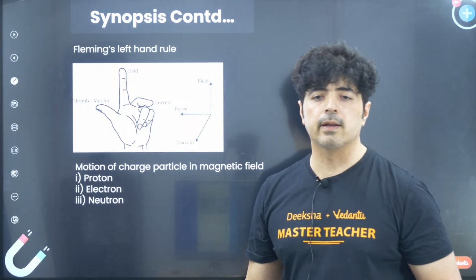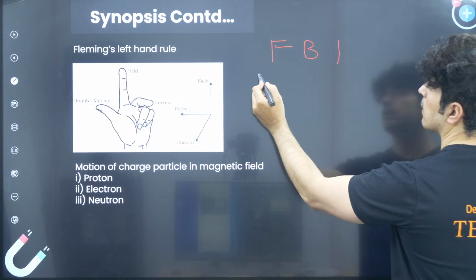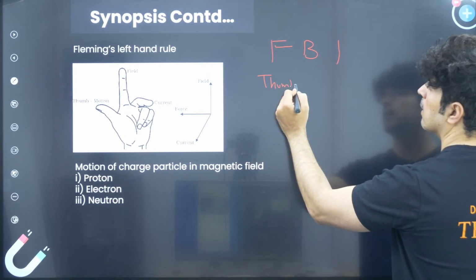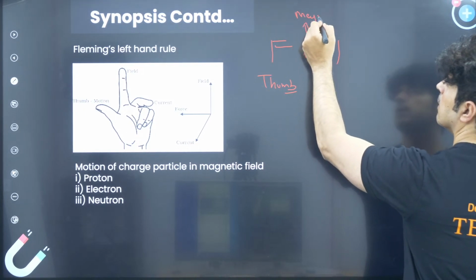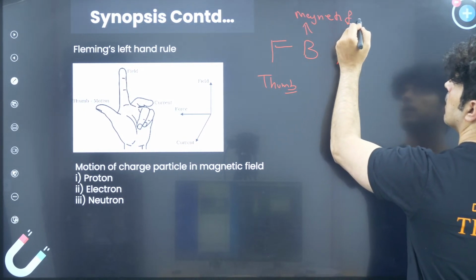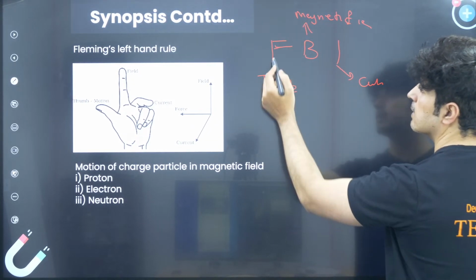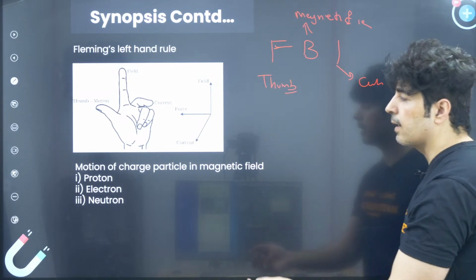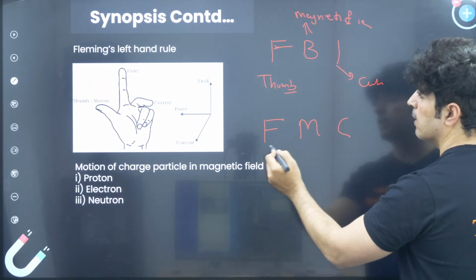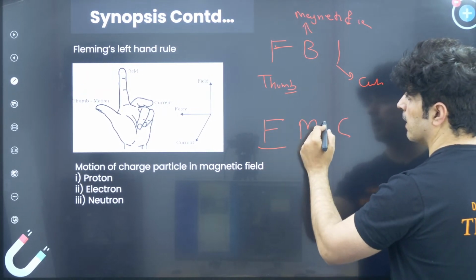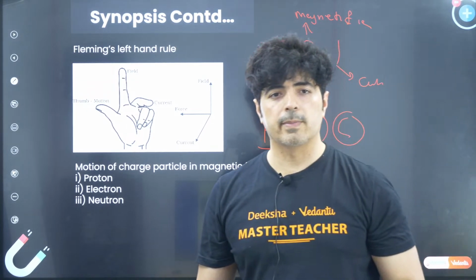There are two ways of remembering it. One is FBI. So this is your thumb, F for force. This is your magnetic field, B. And this is your current, I. And the second way of remembering this is father, mother and child. So father is your thumb, mother means magnetic field, C means current. So there are two ways of remembering it.